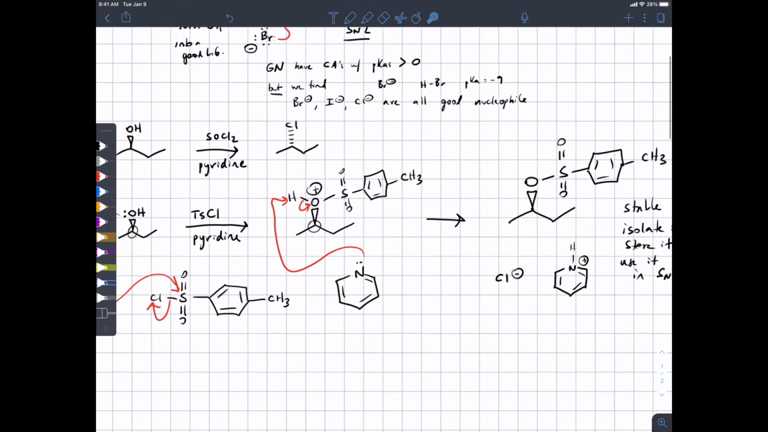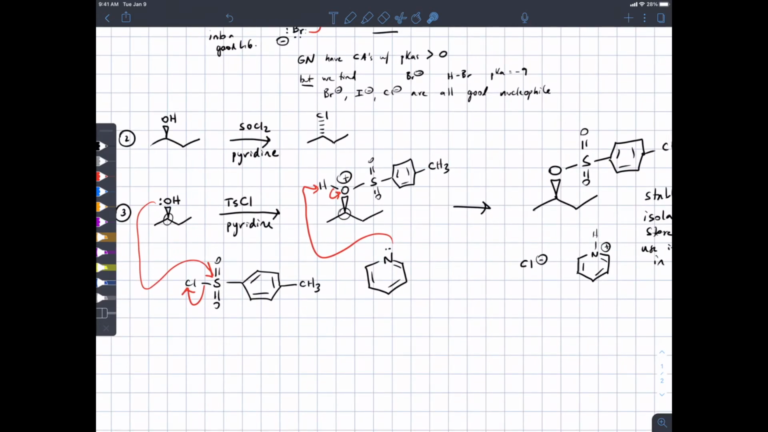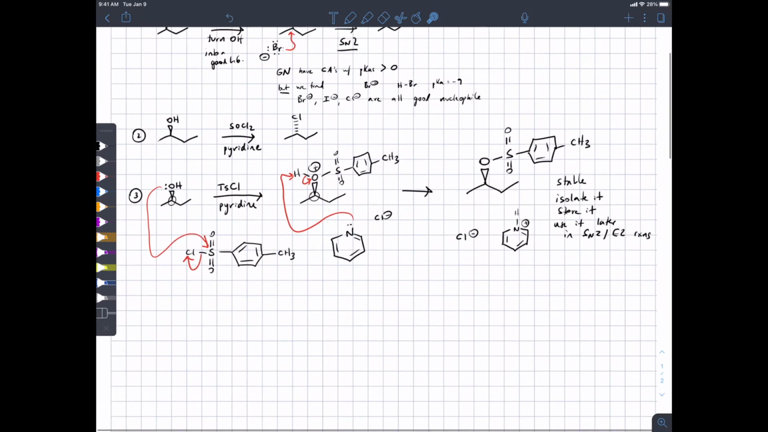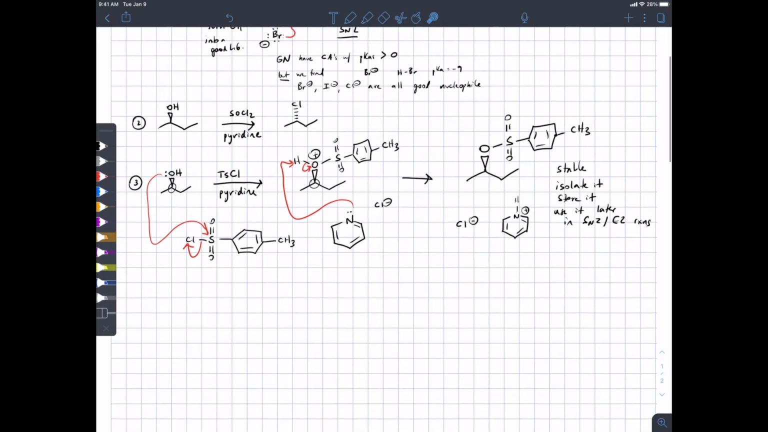Some have asked why, once chloride leaves, do we not have Cl- come in straight away and do SN2? And the answer is I don't know. Sorry, I got nothing. Really don't. And so that may be a detail that you're going to have to memorize.